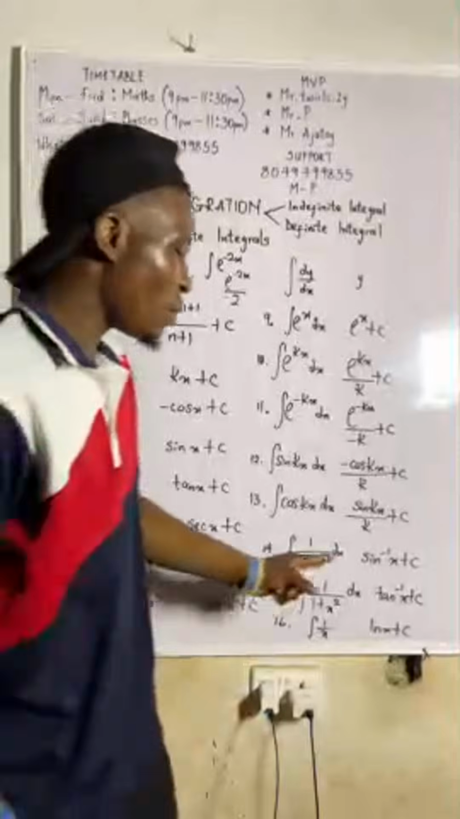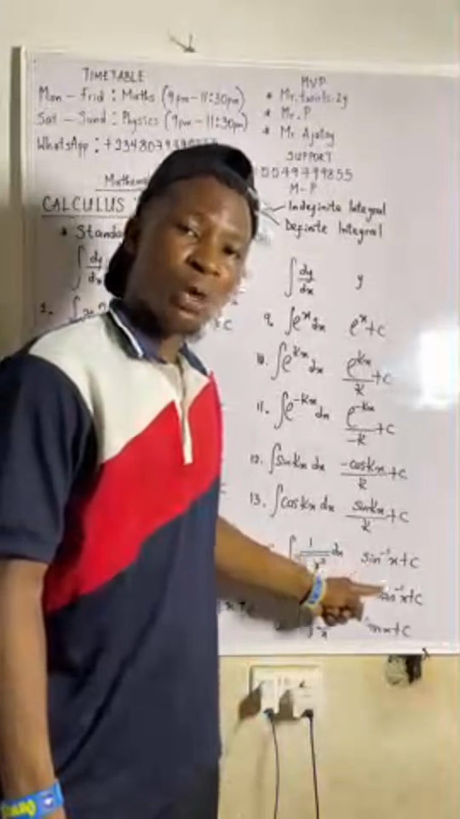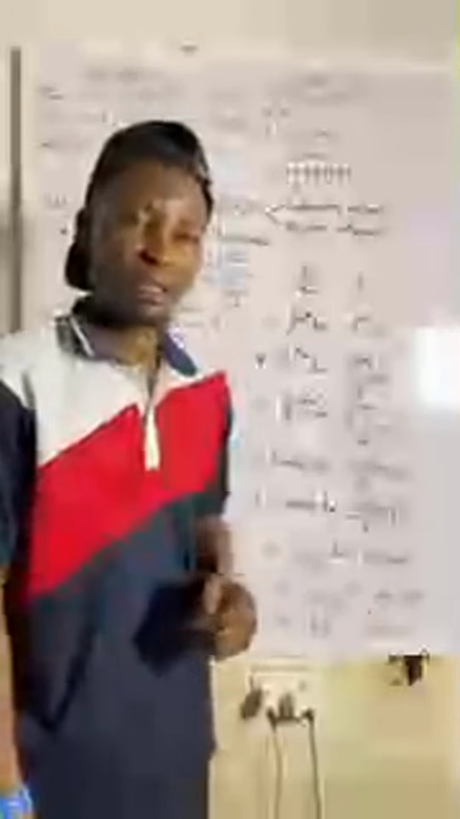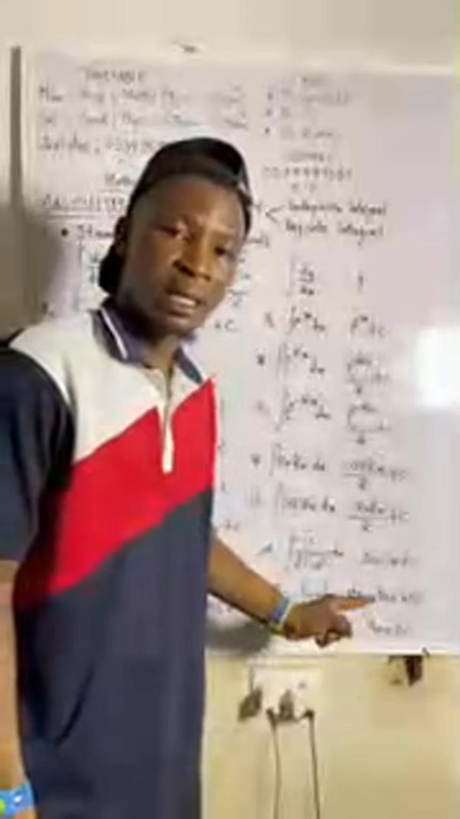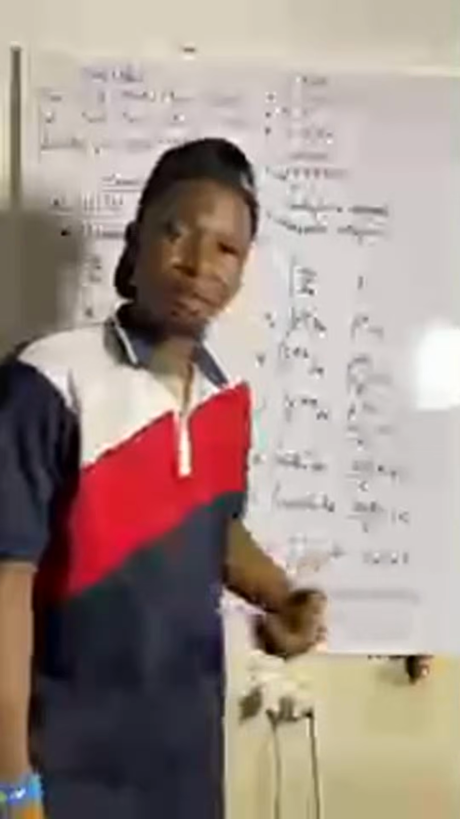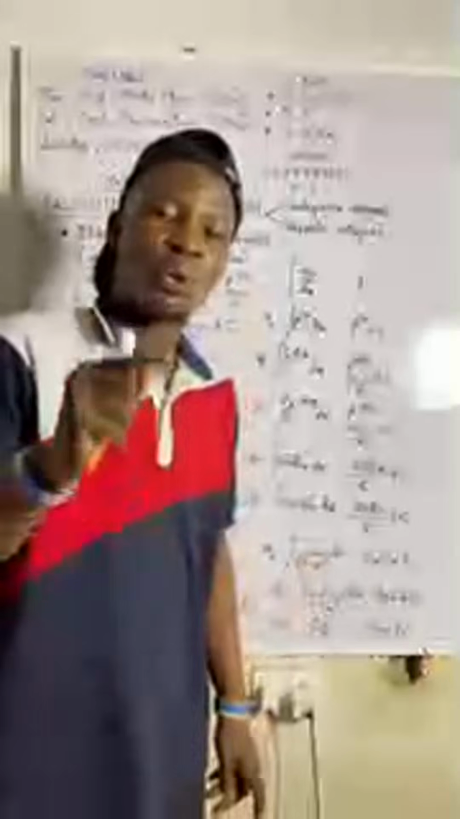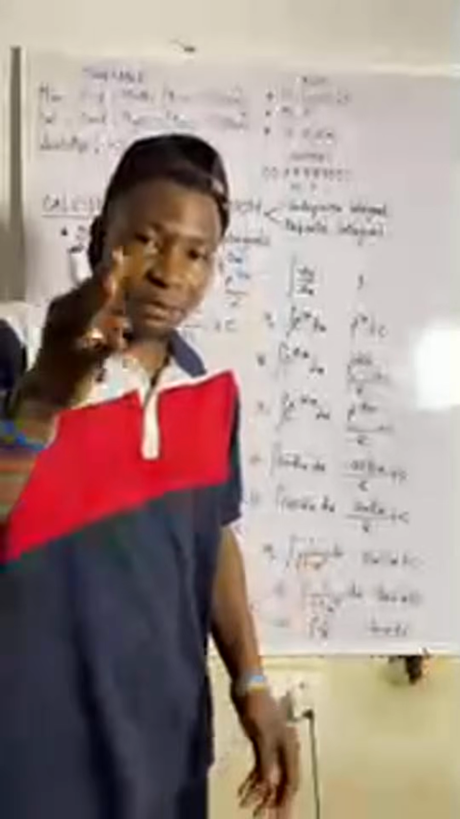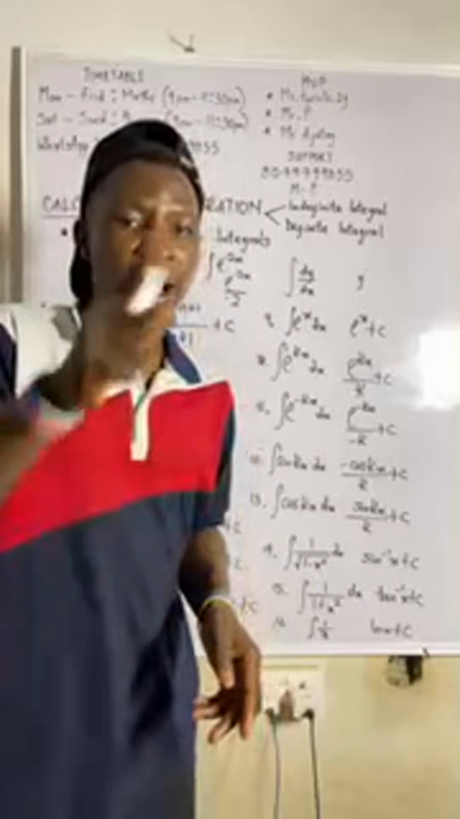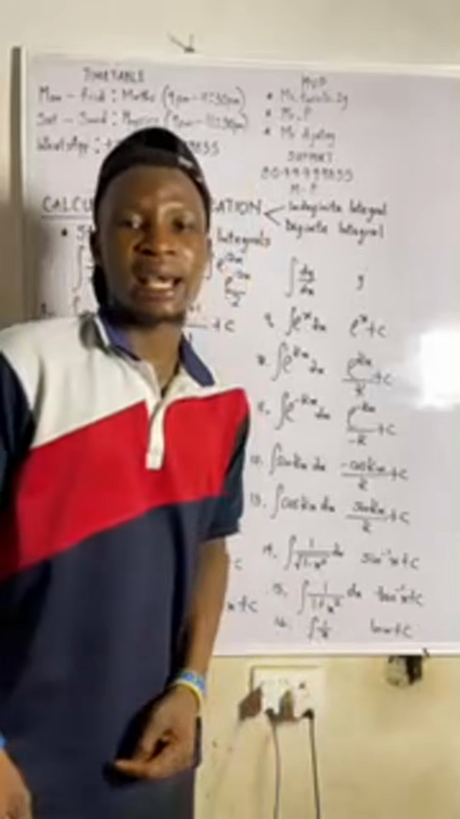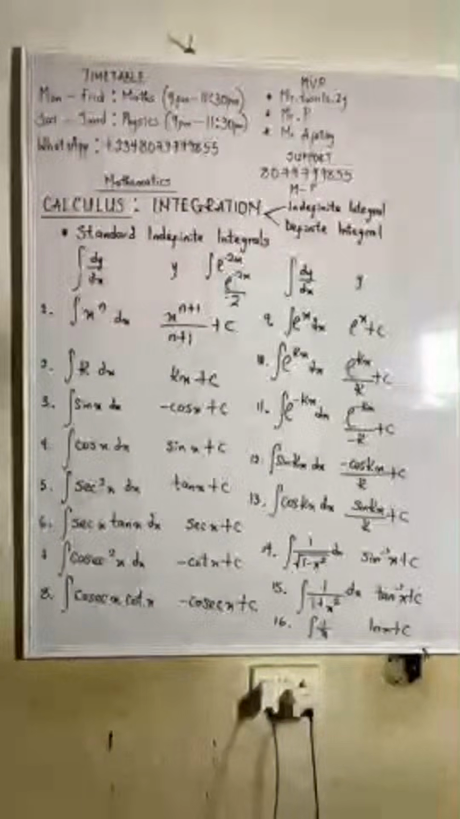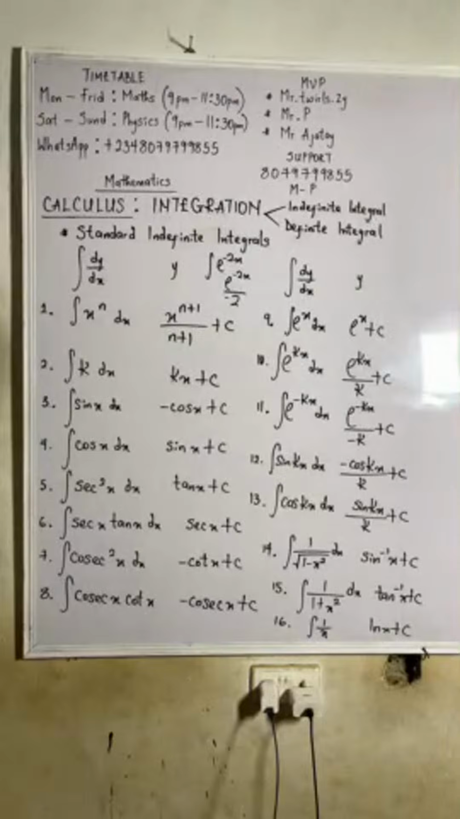So you see that when you differentiate sine inverse of x, we have 1 over root 1 minus x squared. If you now integrate that 1 over root 1 minus x squared, you have sine inverse of x. When you differentiate tan inverse of x, you have 1 over 1 plus x squared. So when I integrate that 1 over 1 plus x squared back, I have tan inverse of x. When you differentiate ln x, you have 1 over x. But when you now integrate that 1 over x back, you go back to ln x. But we are adding plus c to everything because these are indefinite integrals.